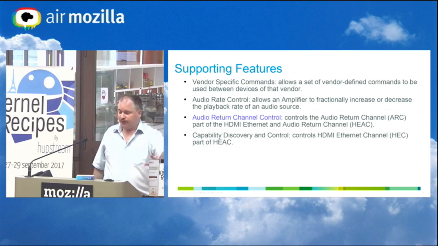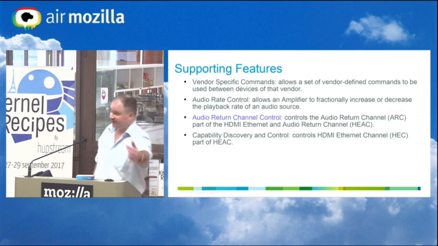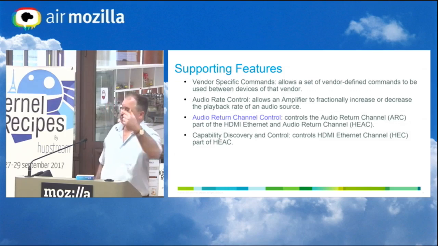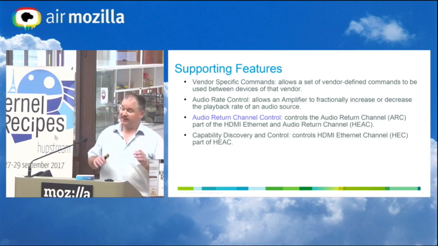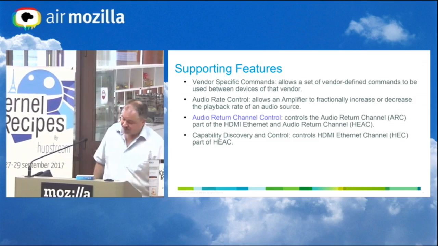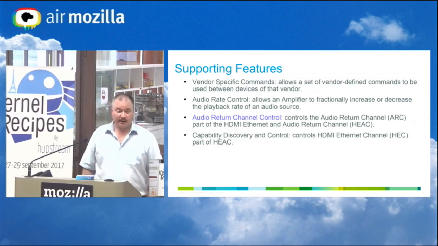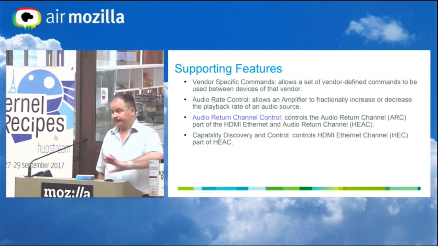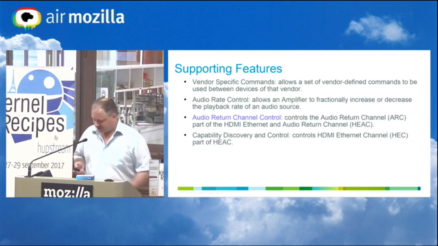It's actually another feature of HDMI, where normally the audio goes from the source to the sink, the TV, but you can also do it the other way around. But in that case, you need a CEC protocol to enable and disable it. Capability discovery and control is really for an HDMI Ethernet feature where you can do networking over HDMI. Nobody uses this. You can pretty much ignore it. Very few devices can do this.